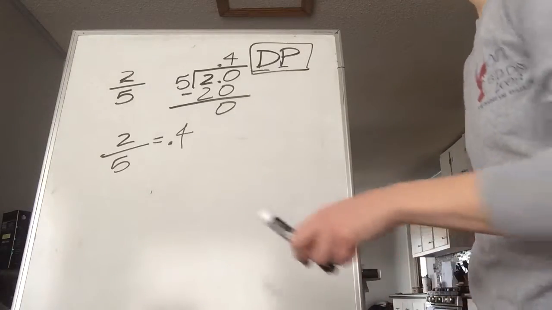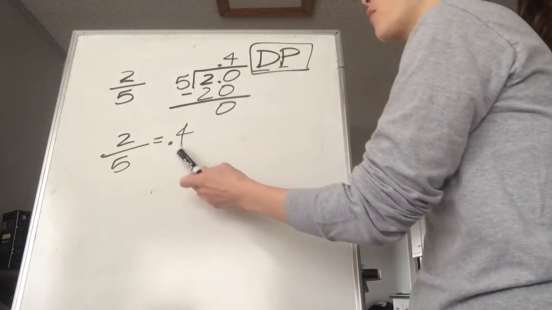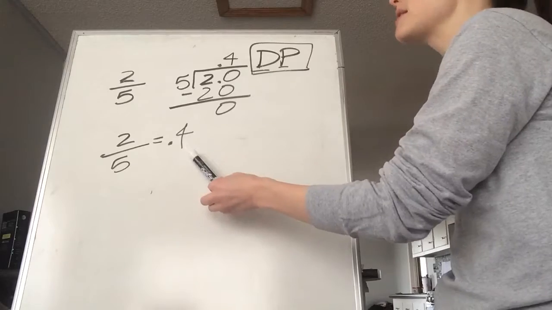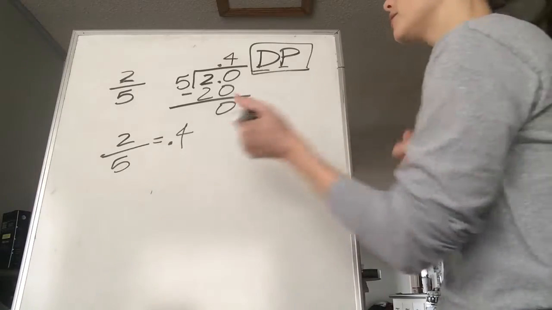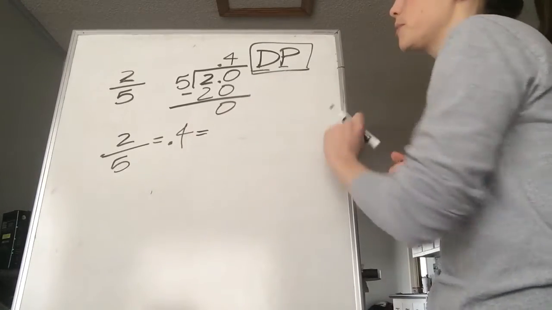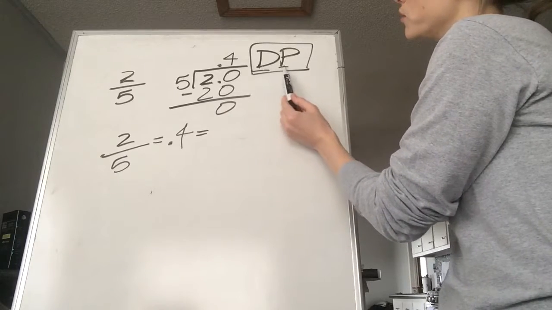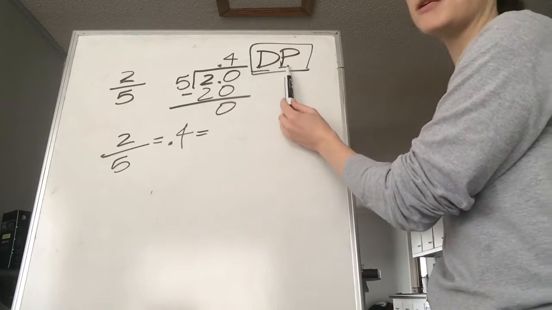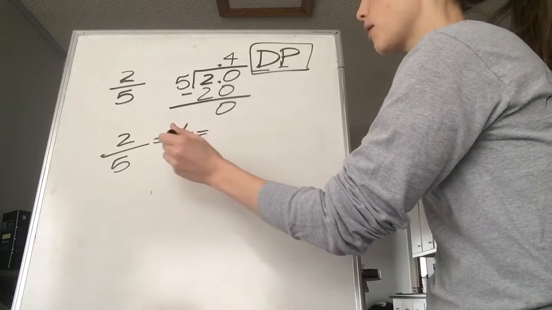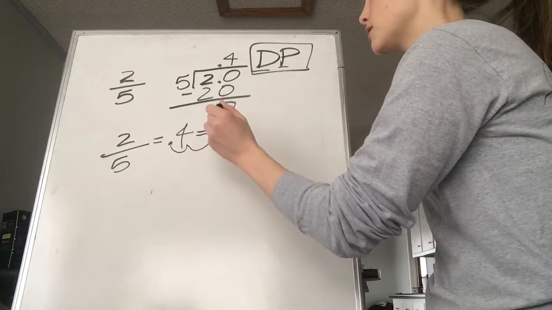Okay, so when we divided 5 into 2, we get 0.4. So now we have a decimal. To get that to a percent, we're going to follow my Dr. Pepper acronym here. So we're at a decimal, we want to go to percent, so we're going to move the decimal 2 places to the right. So that would be 1, 2, and that's 40%.